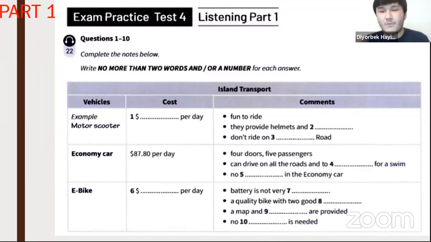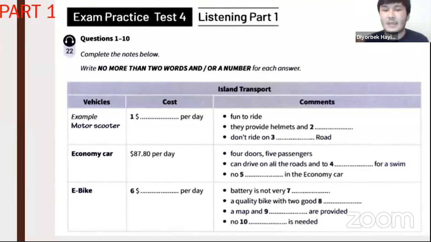And then comments, it is fun to write. They provide helmets and something as a way of protection, right? So you're going to write whatever it might be. It might probably be coats. And don't write just spelling, write something like, oh, on the main road maybe. Number 4, you can drive on all the roads and to a place for a swim. Where do you go in order to swim? It may be a beach, it may be a river, it may be a sea.